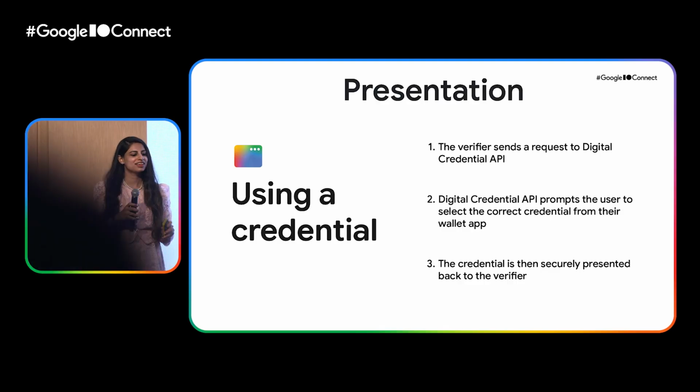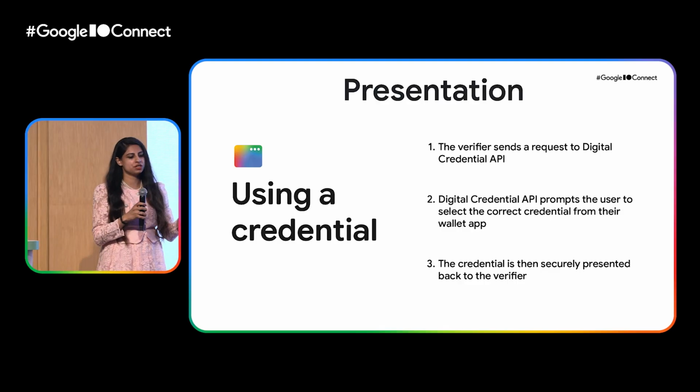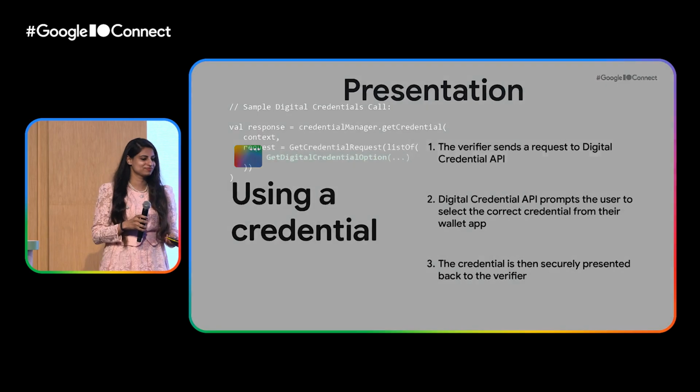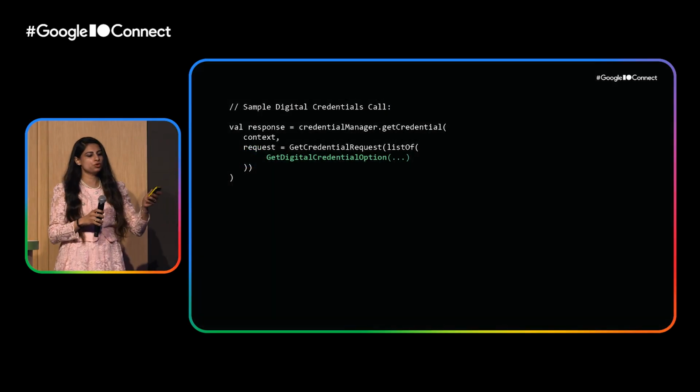What happens next? How do we use it? So that's called the presentation flow. When any online or in-person verifier requests the identity proof, they again call the Credential Manager API. Android brings up, again, the secure system prompt, asking the user to choose the right credential. The user authenticates that, and the exact data points required are securely passed back to the app, which is the verifier, who has requested it. Simple, private, and fast.